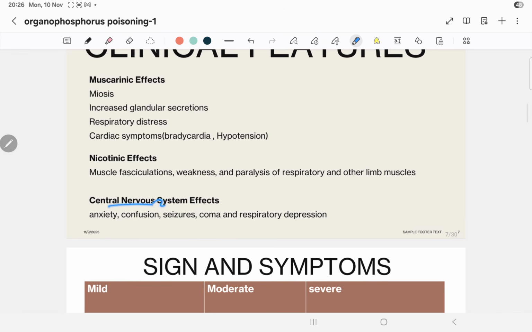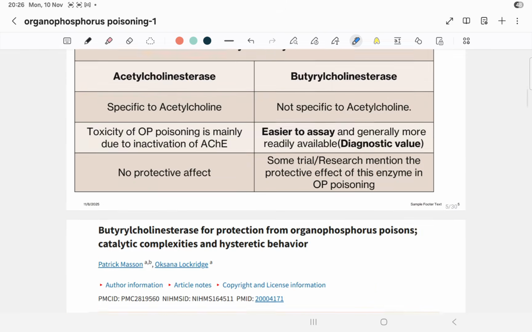In terms of central nervous system effects, in early stages there will be anxiety, confusion and seizures, but there will be no loss of consciousness in mild OP poisoning. In moderate to severe OP poisoning, there will be coma, respiratory depression, loss of consciousness and all those things. So these are the effects of OP poisoning.